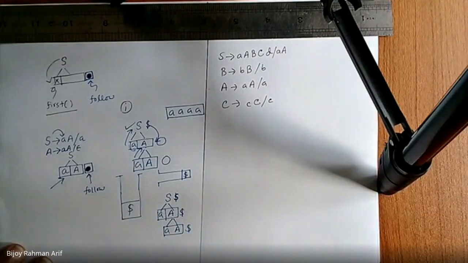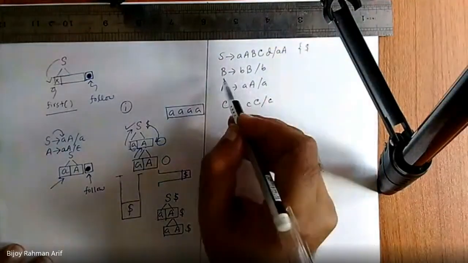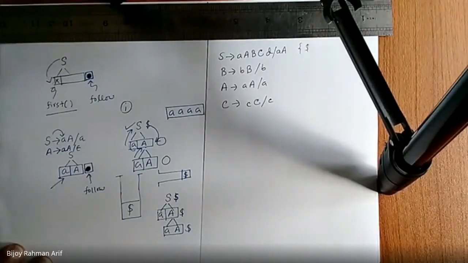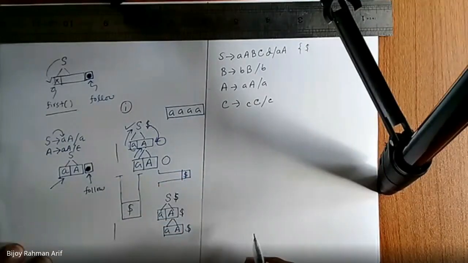So tell me, what would be the follow of S? Dollar, sir. Definitely dollar. Now, what would be the follow of B? Dollar. How can you know the follow of B is also dollar? In that case and in that case, they are not the same actually. Let's see.